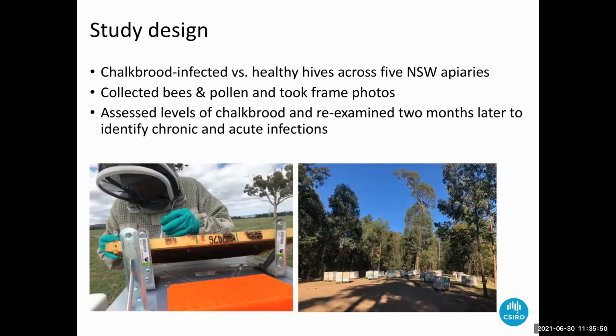So with the help of some New South Wales beekeepers, we visited apiaries with chalkbrood infected hives and collected samples from 32 infected and 32 healthy hives across 5 apiary sites. We collected worker bees, infected and uninfected larvae, stored pollen from the hives, and also took photos of all the frames in the brood box. And then we revisited these hives about 2 months later to see if they were still infected or not. And this let us characterise the hives as either being chronic or acutely infected.